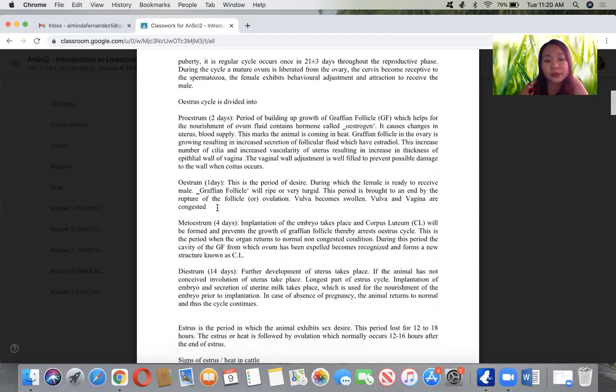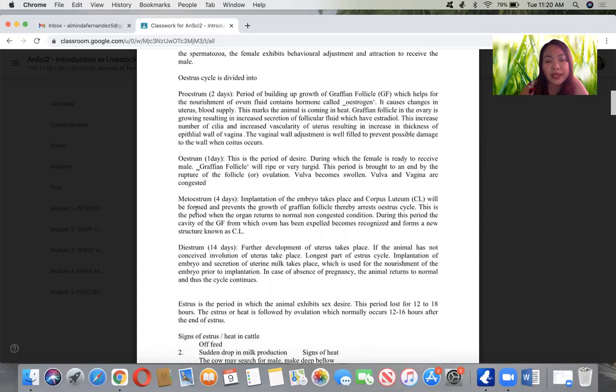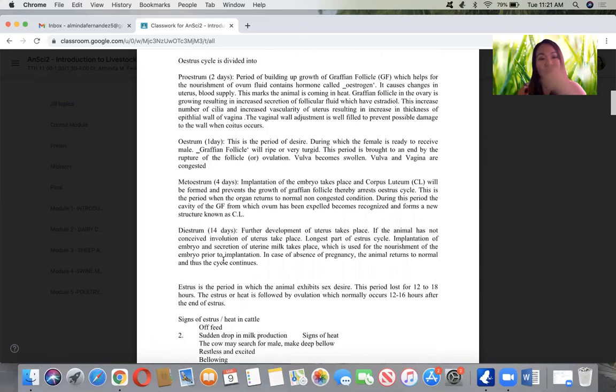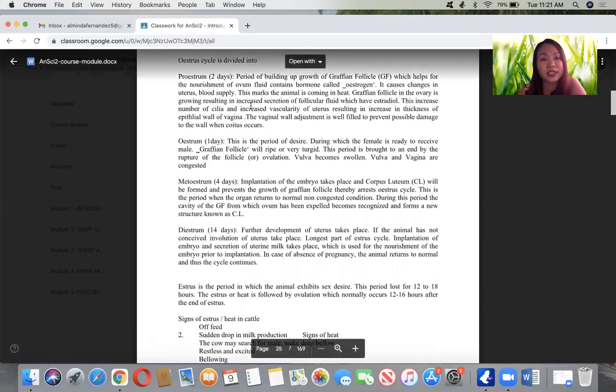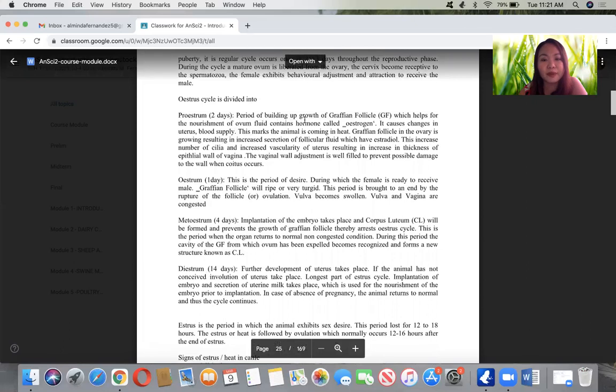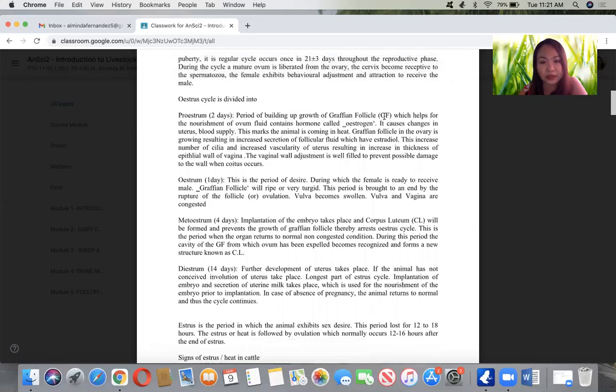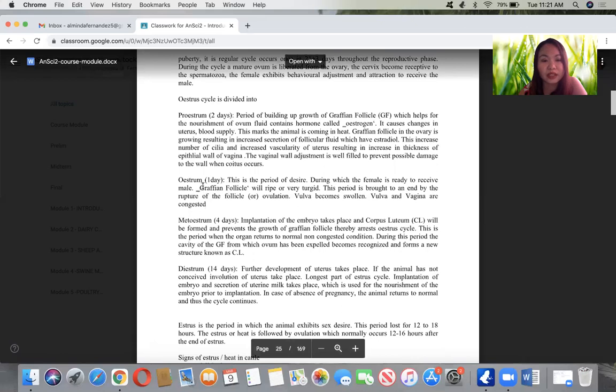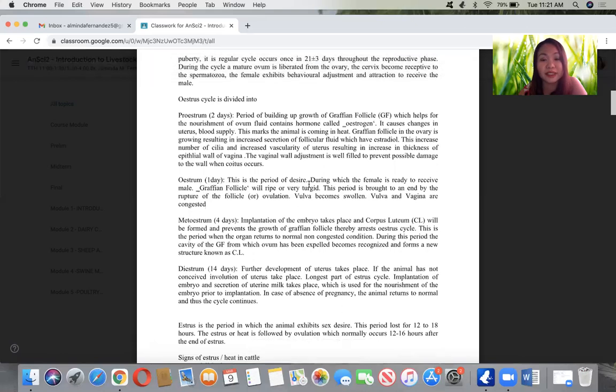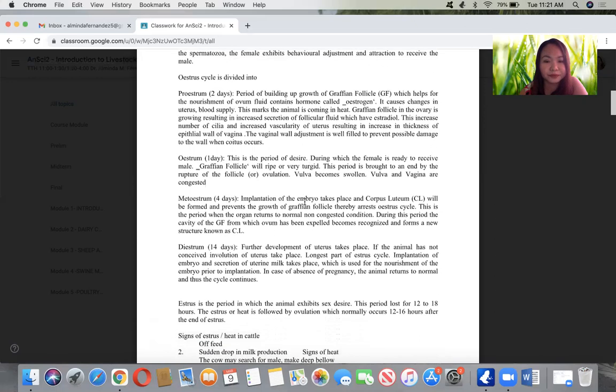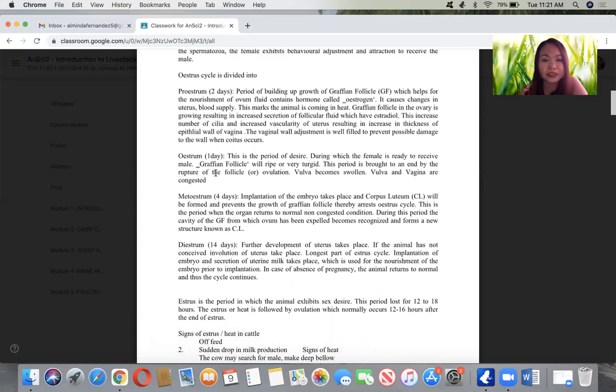We have the proestrum, the estrum, and the metoestrum for 4 days and the diestrum for 14 days. So proestrum is within 2 days, the period of building up of the graafian follicle. While in the estrum, the first day is the period of desire. They are in heat, wherein the female is ready to receive the male and the graafian follicle is ripe and already turgid.